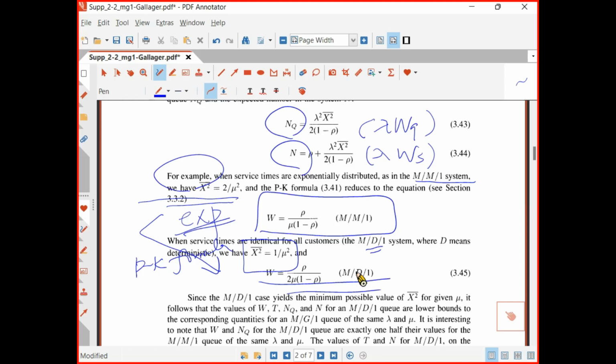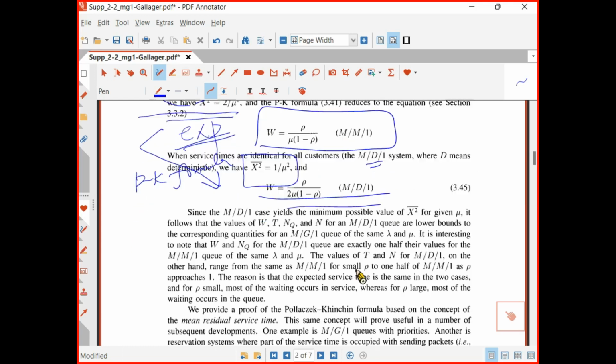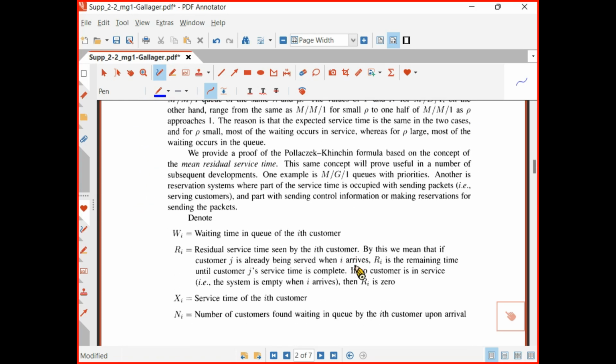Because of the supplement, let me go through this a bit quickly. In fact, we can have further notation. Waiting time in queue: we don't have any queue, but we have index i of the i-th customer. And here, this is the remaining service time, or simply called the residual service time seen by the i-th customer. That says we can have the remaining time. For example, you line up here. You are the i-th customer, but you want to check.